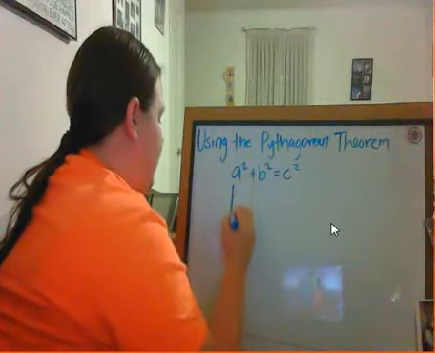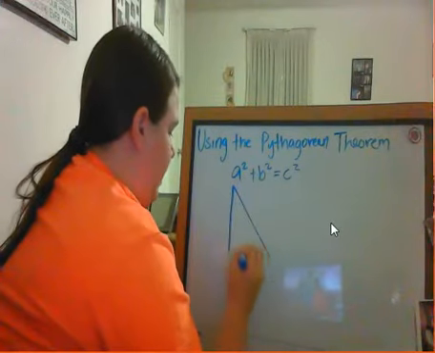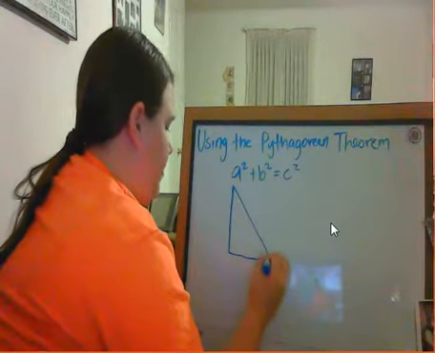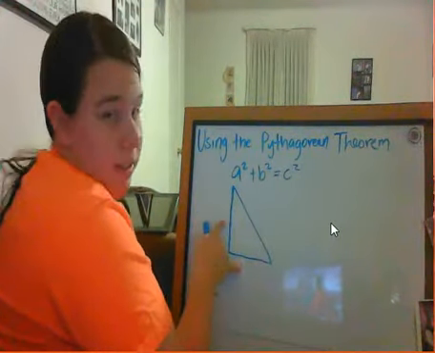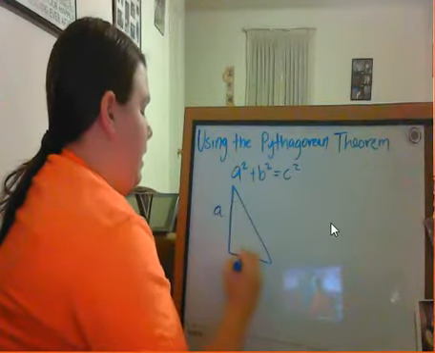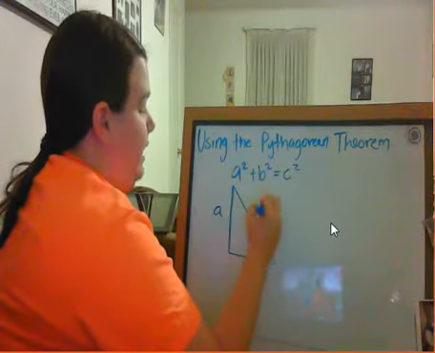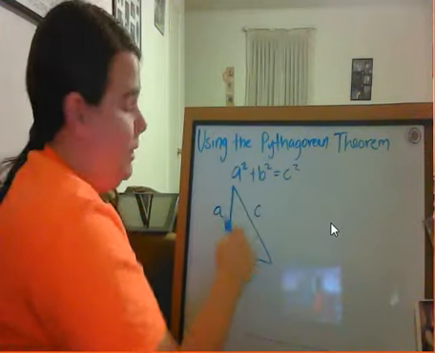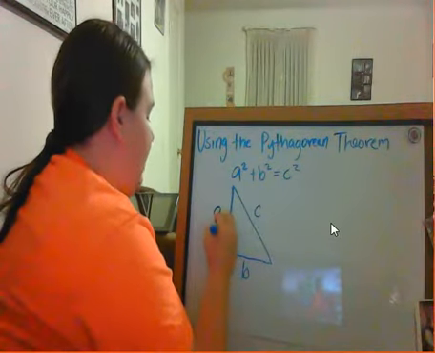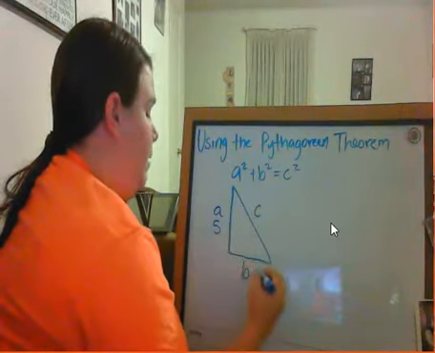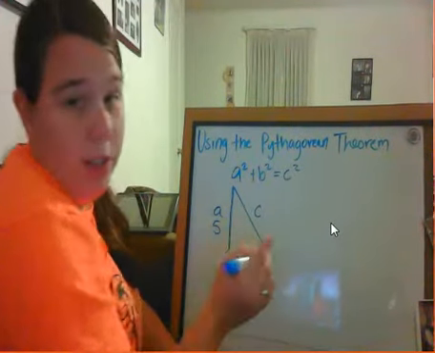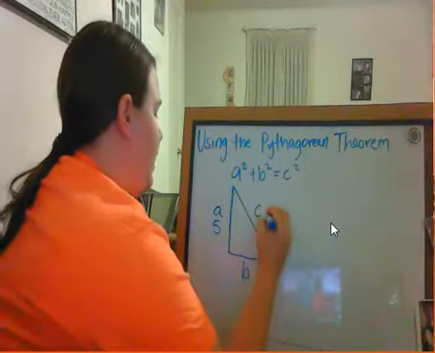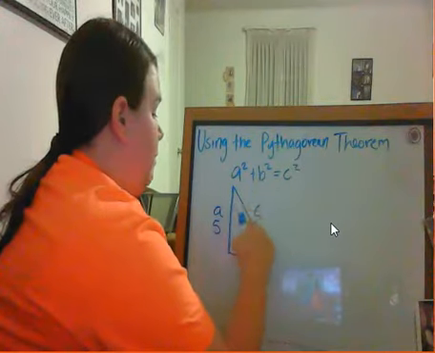So let's say we have a right triangle. Remember, it doesn't matter which one is A and B as long as they're the legs. So I'm going to put A and I'm going to put B. And C has to be the hypotenuse. So I know this is where C goes. So let's say A is 5 and B is 12. Now this triangle is not drawn to scale in any way. And C is the hypotenuse, and that's what we're looking for.